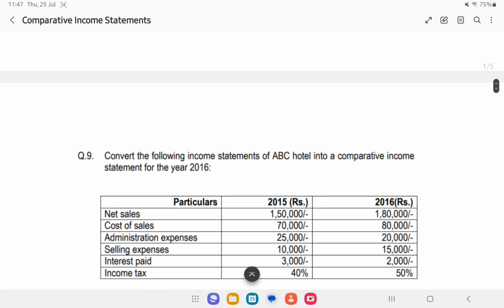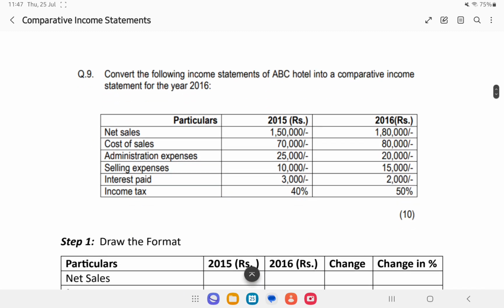Similarly, we have to deduct all these expenses from the net sales. Then we will get an amount. 40% of that amount will be taken as income tax of 2015. Similarly, if you take 50% of such an amount in 2016, we will get the income tax we pay in 2016. It's just another expense. Don't get worried. We can see what we have to do. We are going step by step.